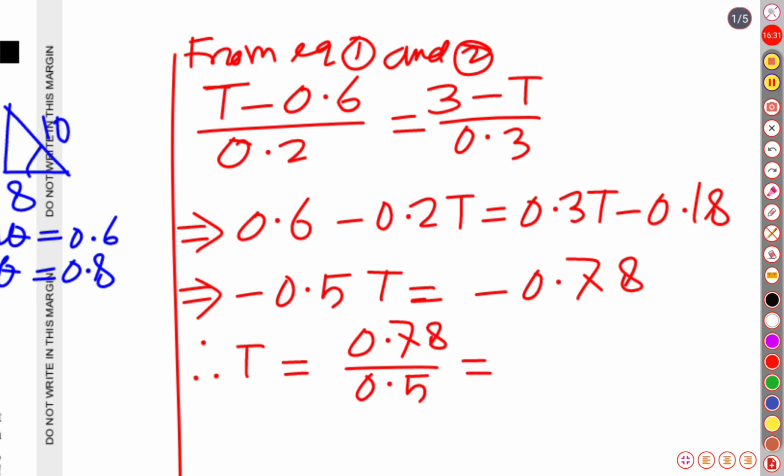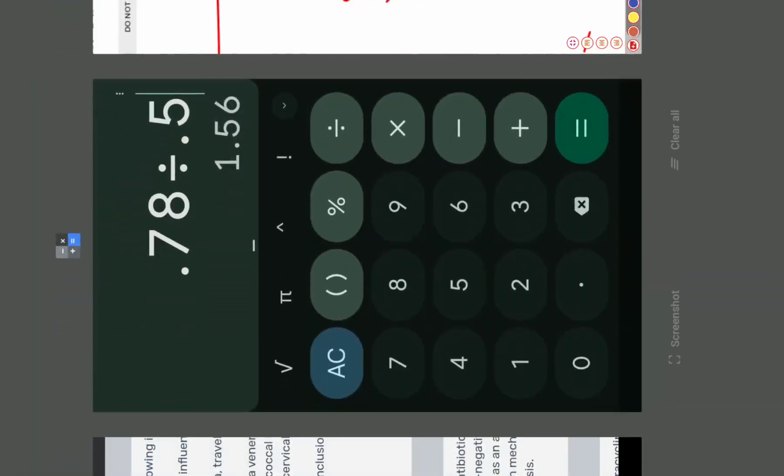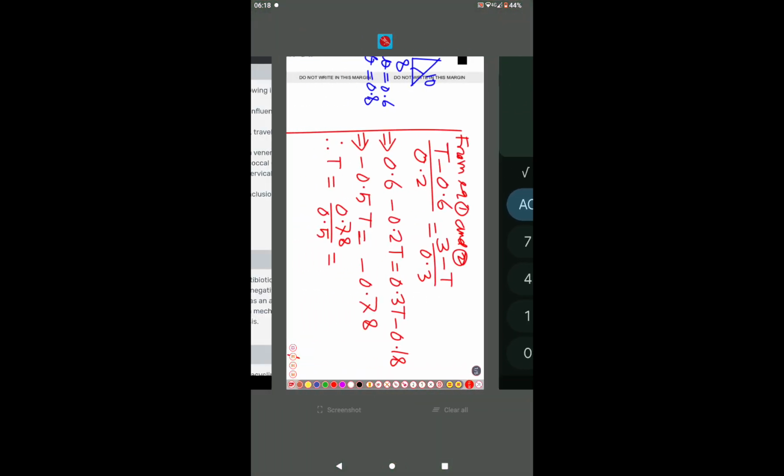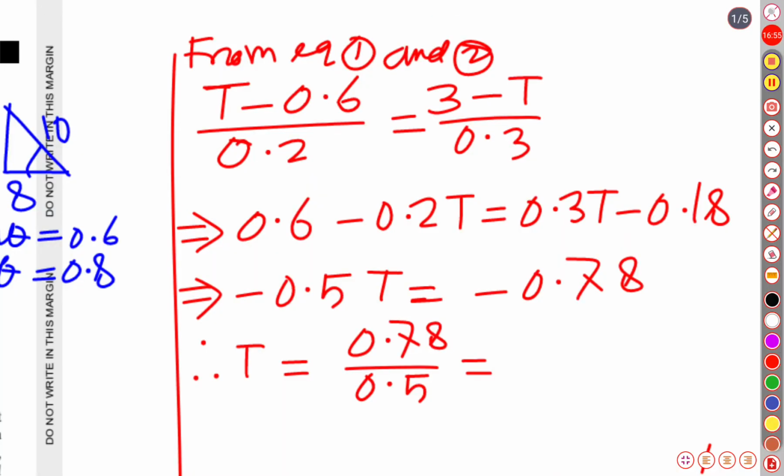So finally, 0.78 over 0.5, let us use our calculator. The tension in the string is 1.56 Newton, and this is one of the answers.